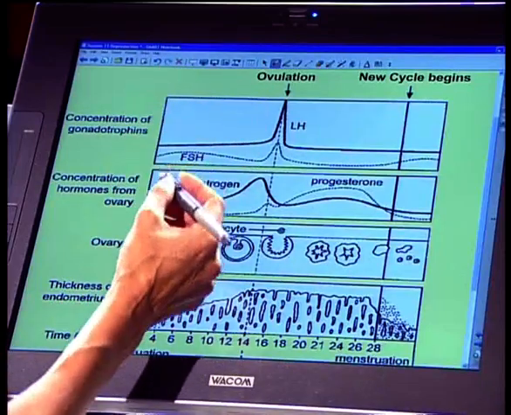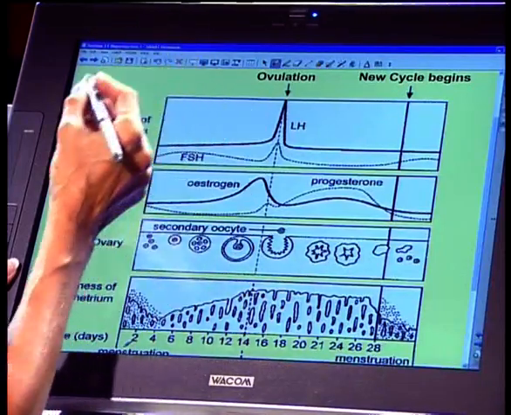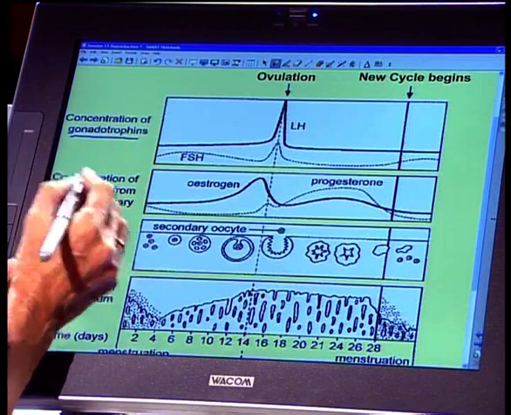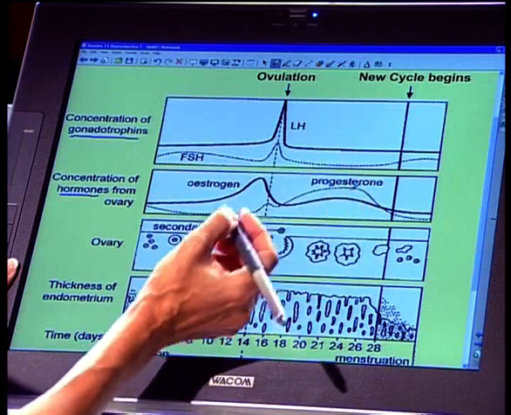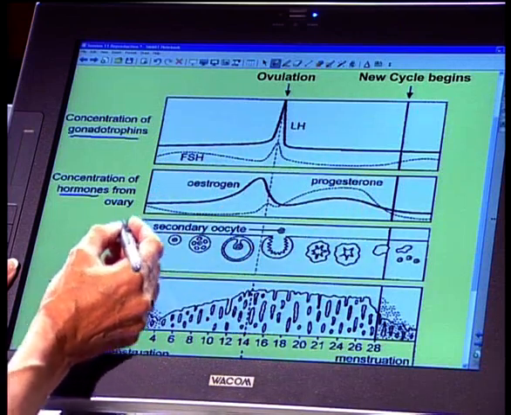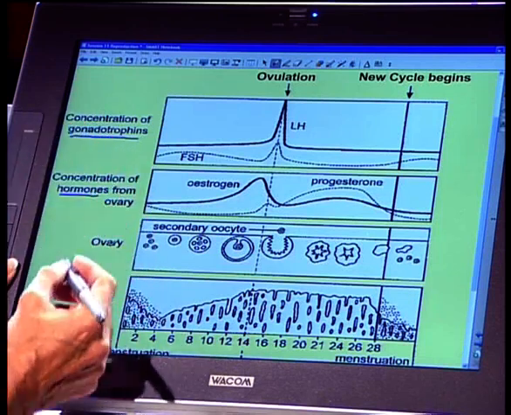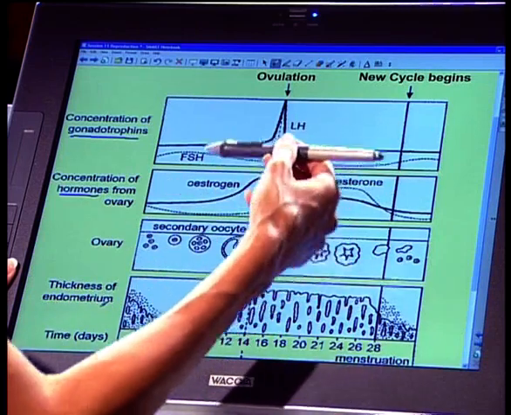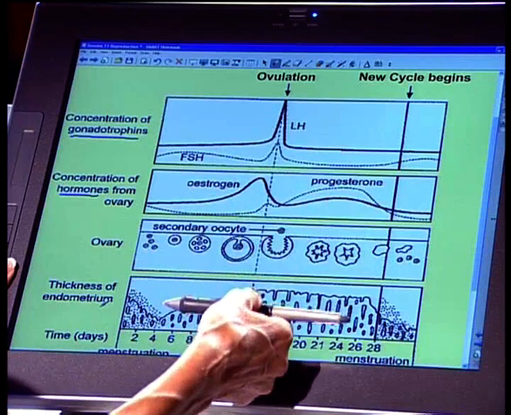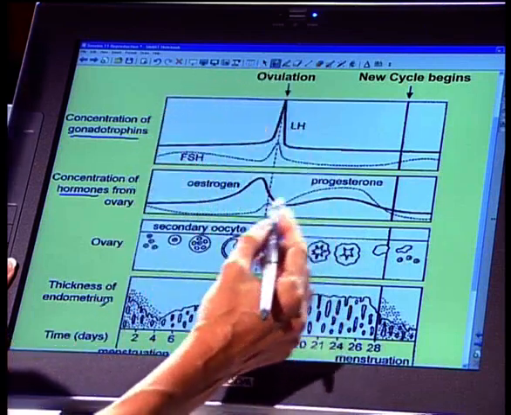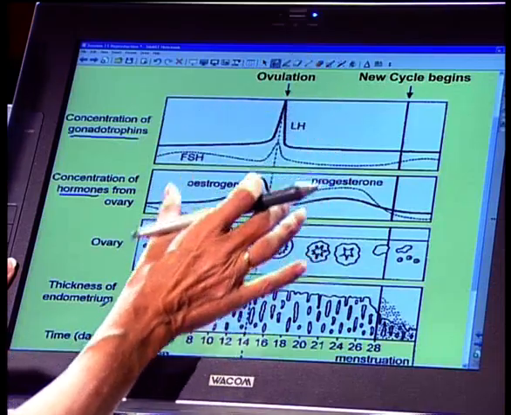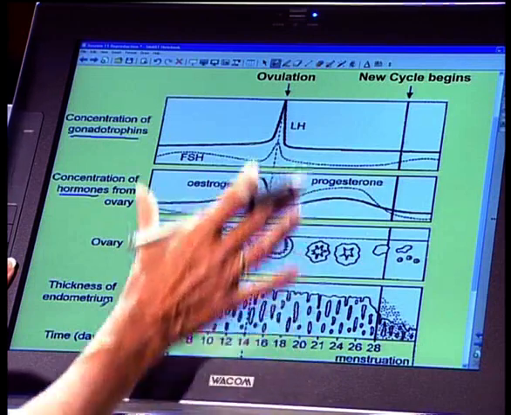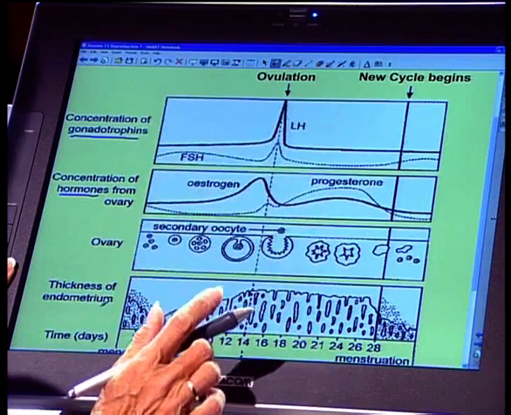So let's have a look. What we've got here is the concentration of the gonadotrophins. We have the concentrations of the hormones in the ovary, which are estrogen and progesterone. We have what is going on in the ovary, and we have the thickness of the endometrium. So we've put all the different processes that assist in reproduction here. It's almost like having 4 different sets of graphs or representations of processes that are going to occur.